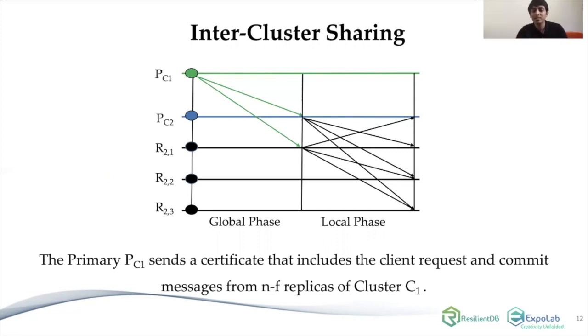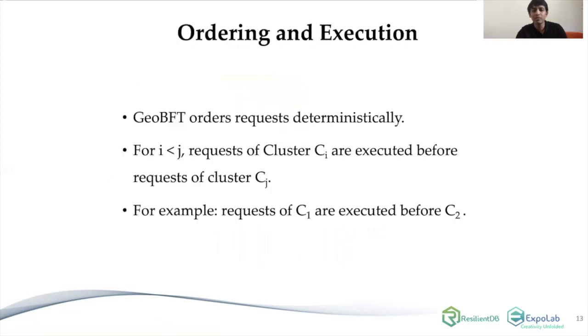Finally, the next step is to execute the request and order it. For ordering and execution, we employ a simple criterion. Suppose there are 2 clusters, Ci and Cj. If i is less than j, then requests of Ci are executed before Cj. We can apply other techniques for ordering also.